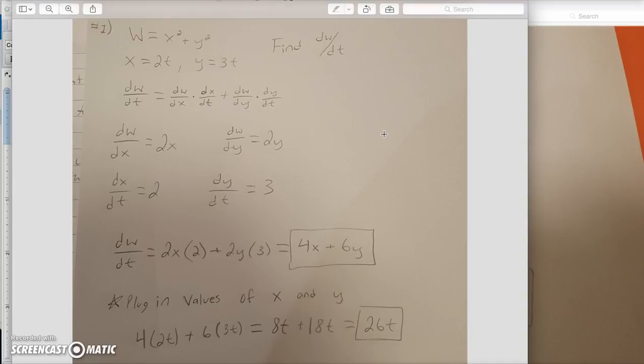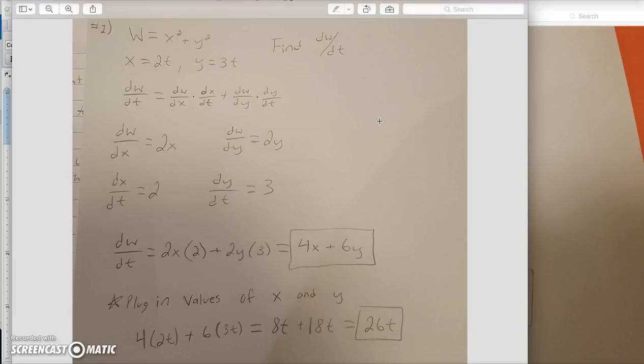So what I would do is just go from left to right in the formula and find each component. First, you want to find dw over dx, which is the partial derivative of w with respect to x. In this case, that turns out to be 2x. And next, find the derivative of x with respect to t, which happens to be 2. And do the same for the partial derivative of w with respect to y, and the derivative of y with respect to t, which are 2y and 3, as shown right here. So next, you just plug them into the chain rule formula, which is up here.